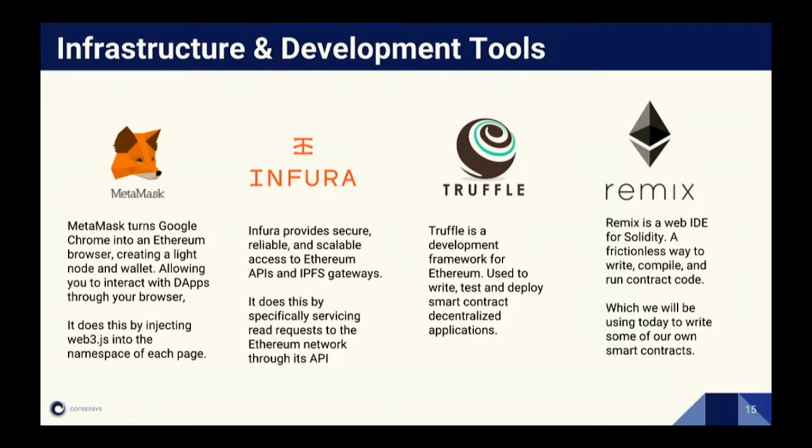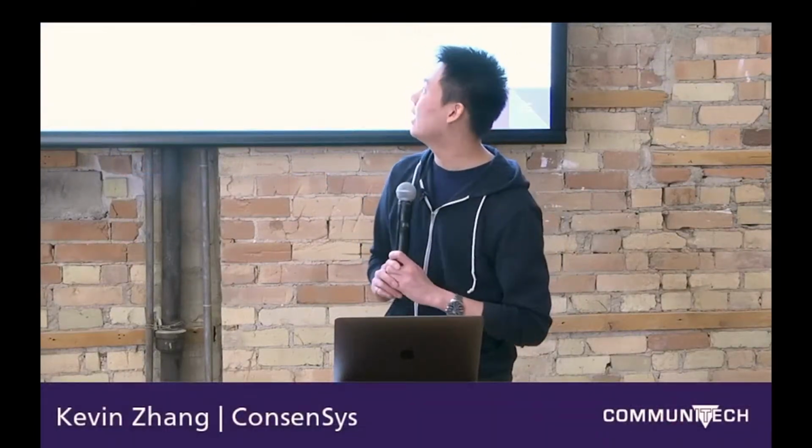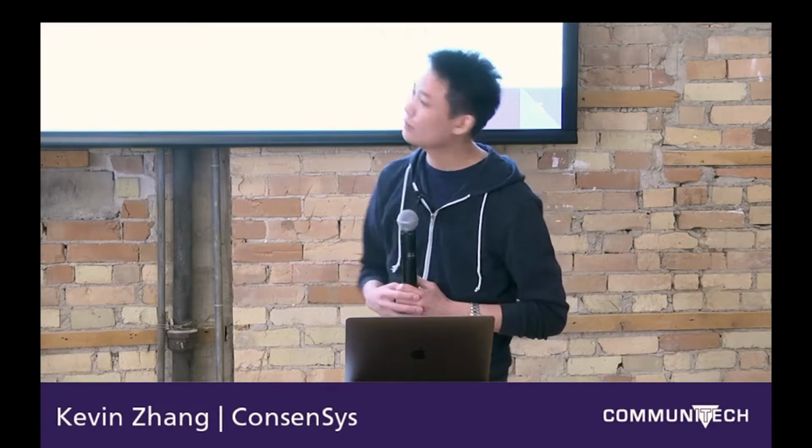Truffle is a development framework built for Ethereum, allows you to write, test, and deploy smart contracts. Very, very handy tool, especially if you're a beginner. They have a lot of tutorials that you can walk through to build your first smart contract. And Remix, one of my favorites, it's an online IDE for Solidity contracts. Allows you to write your code in the browser and deploy it straight from your browser. We're actually going to use this a little later on to write our own smart contract.